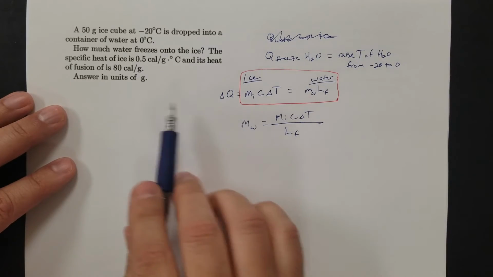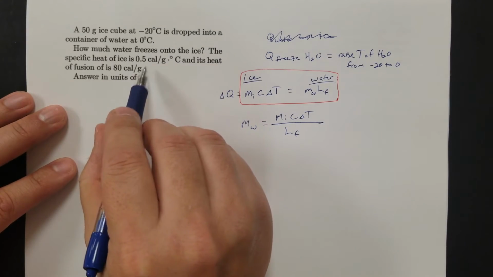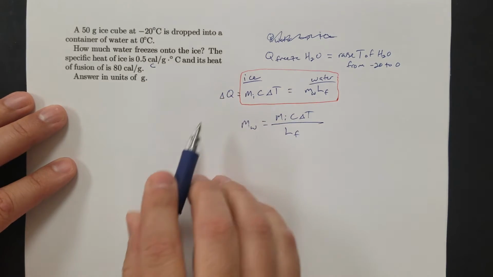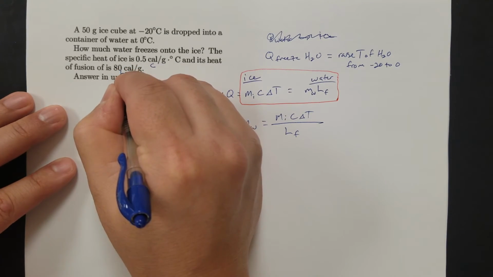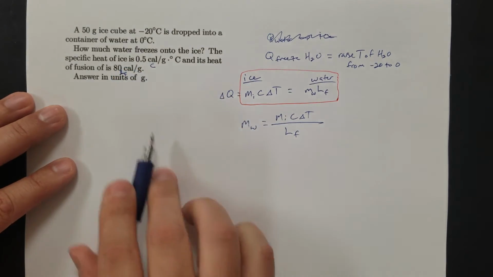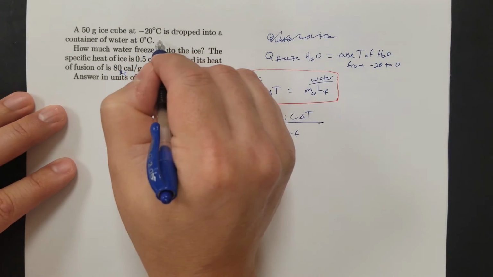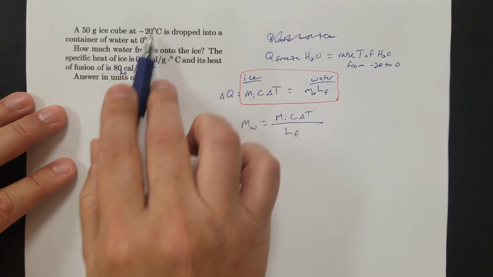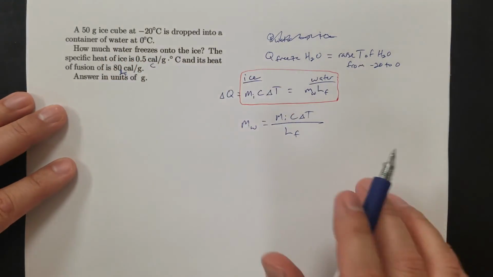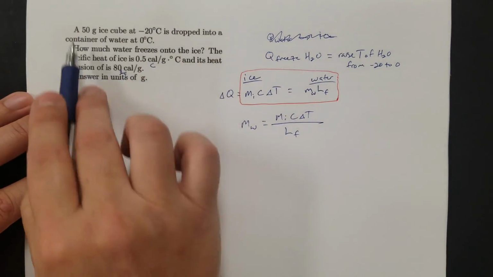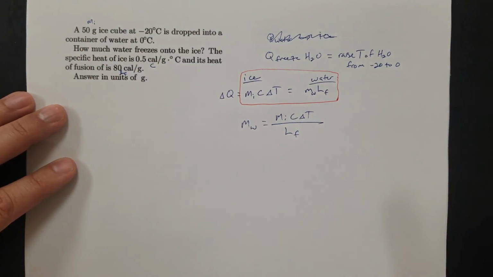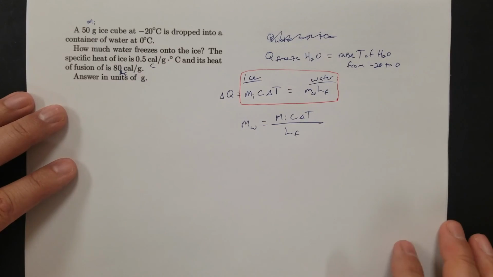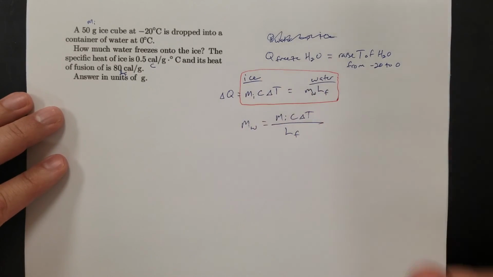And it gives you all this, right? So there's my specific heat of ice, that's C. The heat of fusion, that's this number right there. That's the latent heat of fusion, L sub F. My change in temperature is from negative 20 to 0, so delta T is 20. 50 grams of ice, that's my mass of the ice, and you can solve for the mass of the water. So just a latent heat problem, setting m C delta T equal to latent heat.